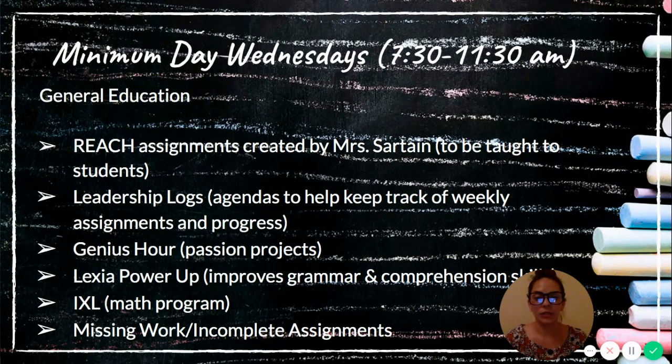So here we have 2 different types of REACH classes on our minimum day Wednesdays. Our REACH classes are from 7:30 to 11:30 a.m. Our students do not go to any of their core classes on Wednesdays, nor their electives. They just stay in their REACH classes for all 4 hours.